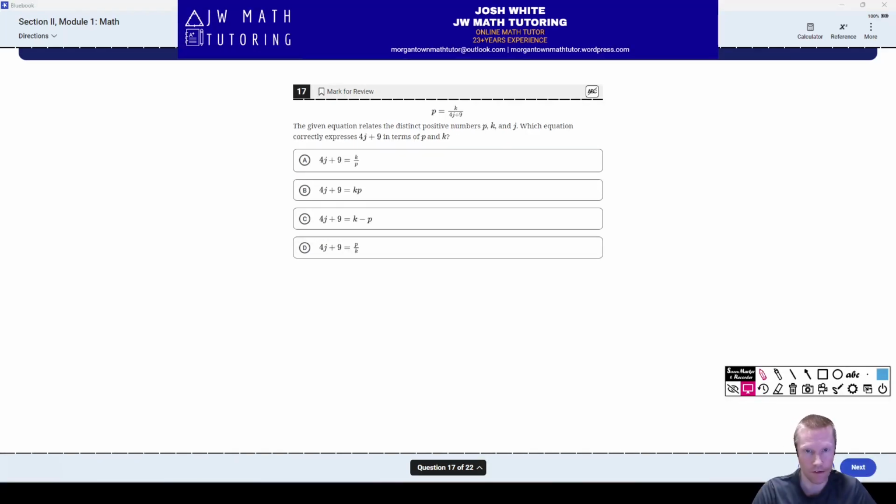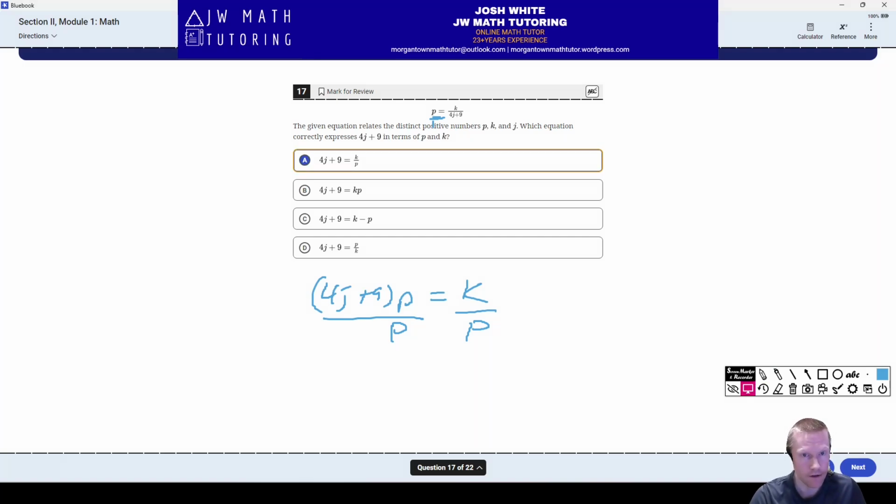Next up, we have question number 17. This one, we are basically solving a formula. And the easiest way to do this is to essentially just cross multiply. Like this is really over a 1, so you can cross multiply and you get 4j plus 9 times p, and that's just equal to k because you get k times 1. And then since you want to solve it for 4j plus 9, you can just go ahead and divide by p. So final answer for this one is just going to be letter A. 4j plus 9 is equal to k over p.